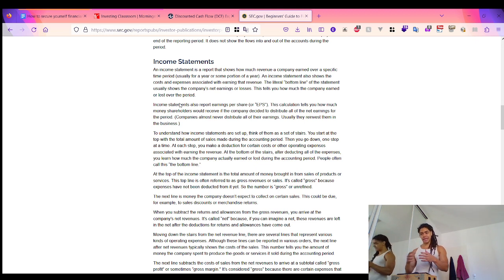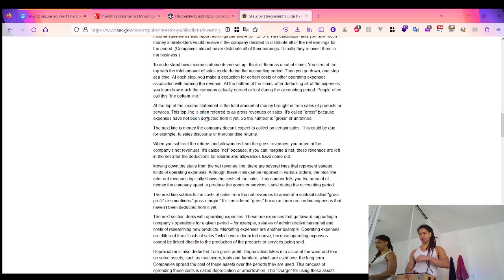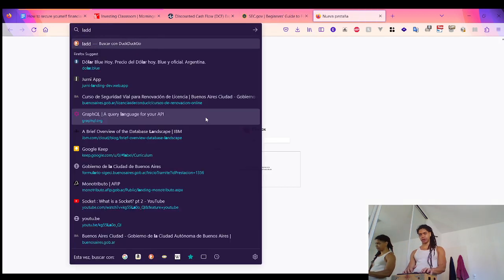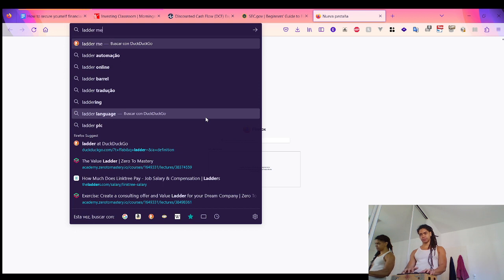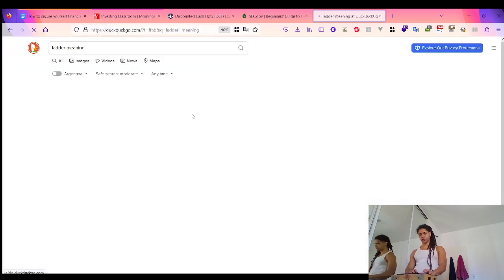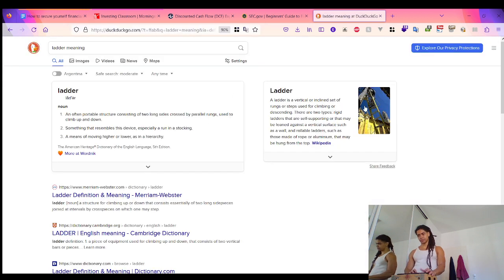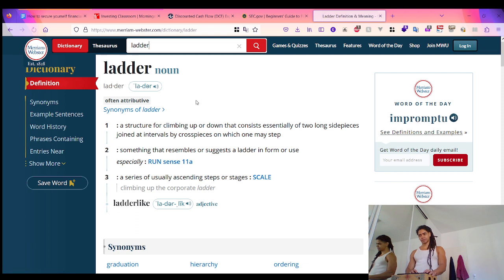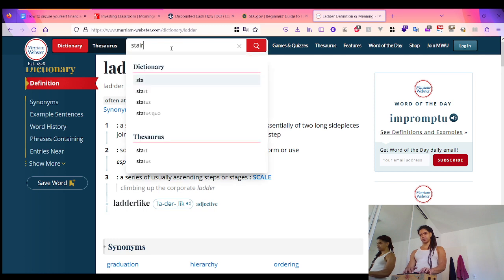Then, to understand how income statements are set up, think of them as a set of stairs or a ladder. Ladder and stairs are the same here. It's a vertical incline set.